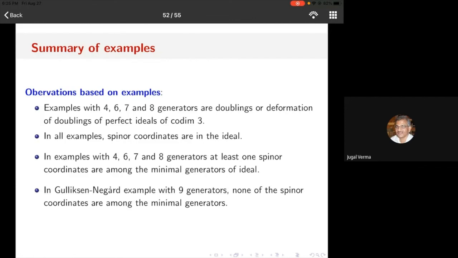Also, one more thing is that for up to 4, 6, 7, and 8 generators, at least one of the Spinor coordinates were among the minimal generators of the ideal. But for the 9 generator, which comes from the Gulliksen-Negard complex, in that case, none of the Spinor coordinates were among the minimal generating set of the ideal. So either these Spinor coordinates or this doubling classifies the Gorenstein ideals with up to 8 generators and above.